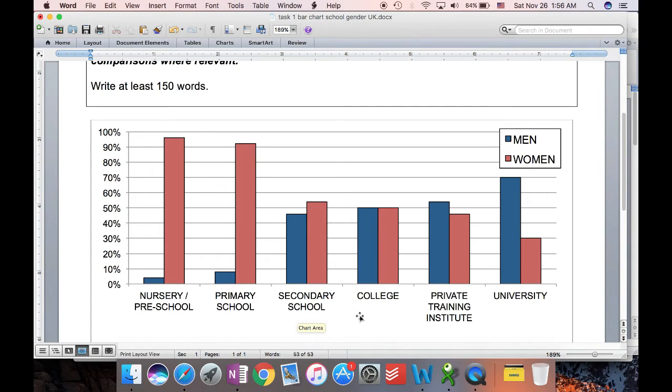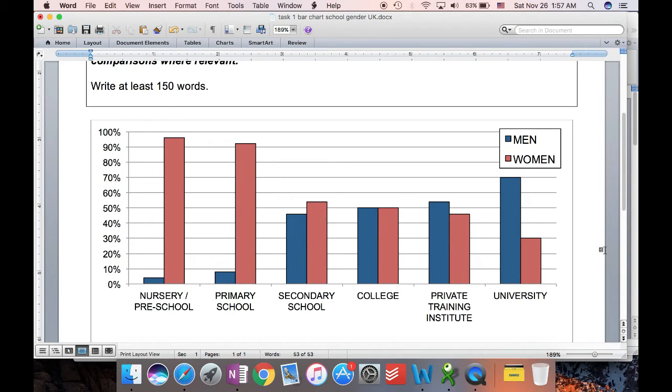whereas later on the gender balance is more even. There are almost as many men and women at secondary school, college and at private training institutes. However, when you get to university level, men are significantly in the majority by a ratio of about 2 to 1, just over 2 to 1. So men are significantly higher represented in the teaching profession, significantly more than women, amongst university lecturers, we can talk about lecturers there. What I've just been doing, by the way, I've just been thinking through this graph, trying to use as much language as I possibly can.